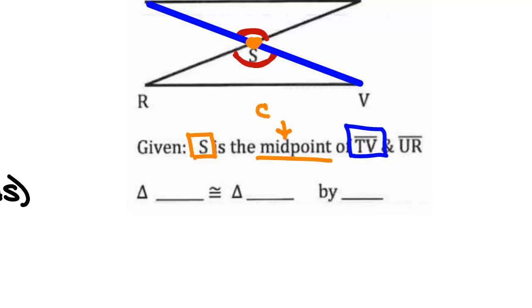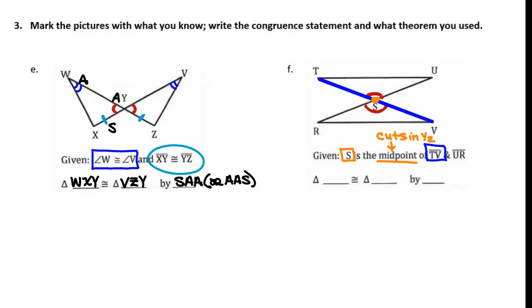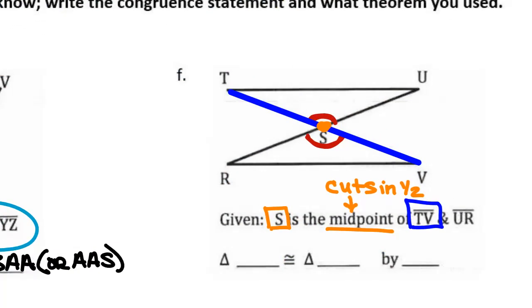Cut in half. So if I know that S is the midpoint of TV, what can I mark on my picture? Congruence marks on either side. TS would be congruent to VS.